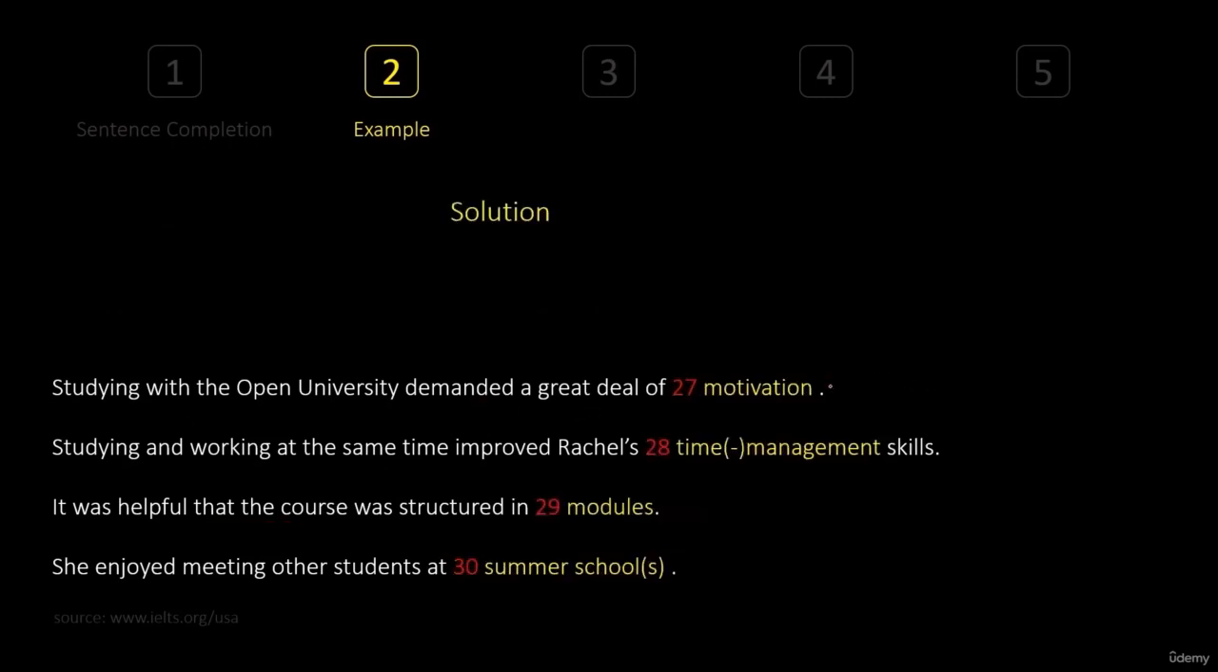The answer number 1 is motivation. Second one, time management. Hyphen, it's up to you if you want to keep it. If you don't want to keep it, it's correct. Third one, that is the 29th one, is modules. And the 30th is summer school or schools. Both are correct. When we form a bracket here, that means it's correct without it or with it. Now, if there's a spelling mistake, it's incorrect. Remember, if you've written exactly the same answers, it's correct.